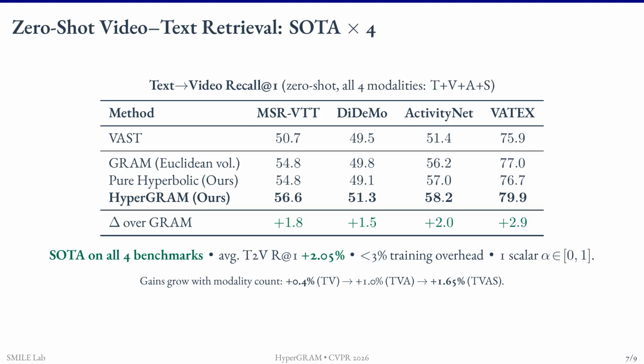We test short video-text retrieval on 4 standard benchmarks, with VATEX setting the prior bar. GRAM is competitive, but bounded by the Euclidean path. Pure hyperbolic ties or loses. HyperGRAM, the hybrid, wins every single benchmark: plus 1.8 on MSR-VTT, plus 1.5 on DiDeMo, plus 2 on ActivityNet, plus 2.9 on VATEX. And critically, the gains grow with the number of modalities. More modalities means more high-order structure to capture, exactly what the theory predicts.